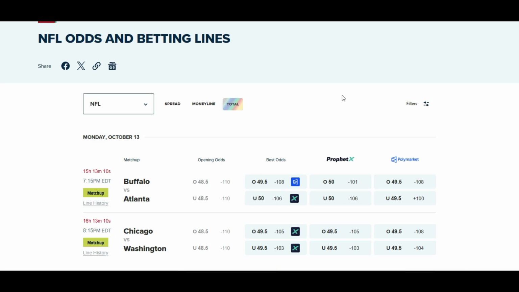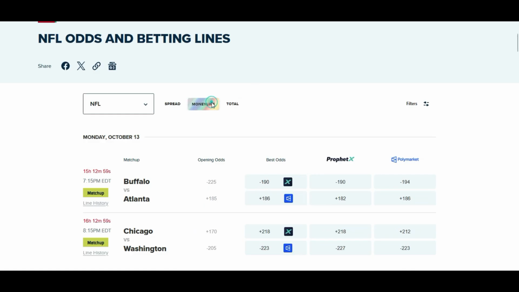In this one, we're going to go over Monday Night Football for October 13th. And there are two games tonight, Buffalo versus Atlanta, Chicago versus Washington. And as you can see, the opening odds are on the screen.